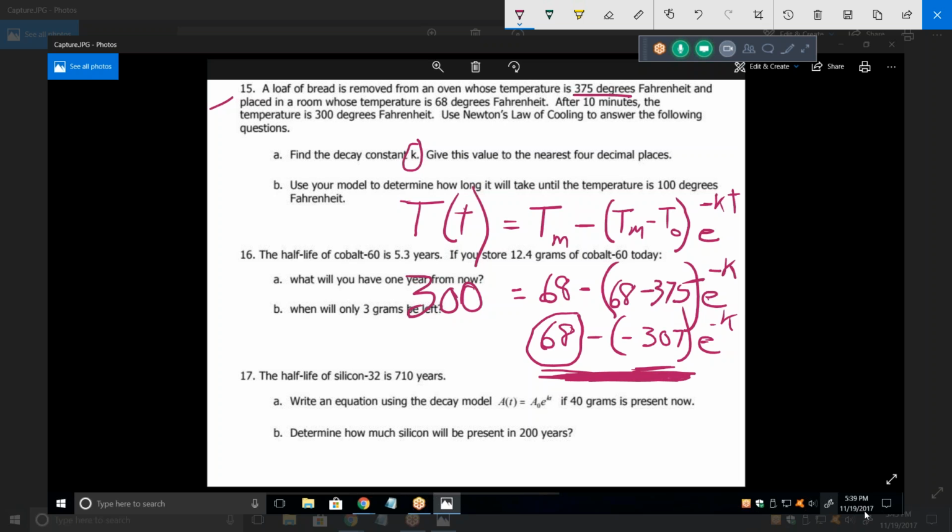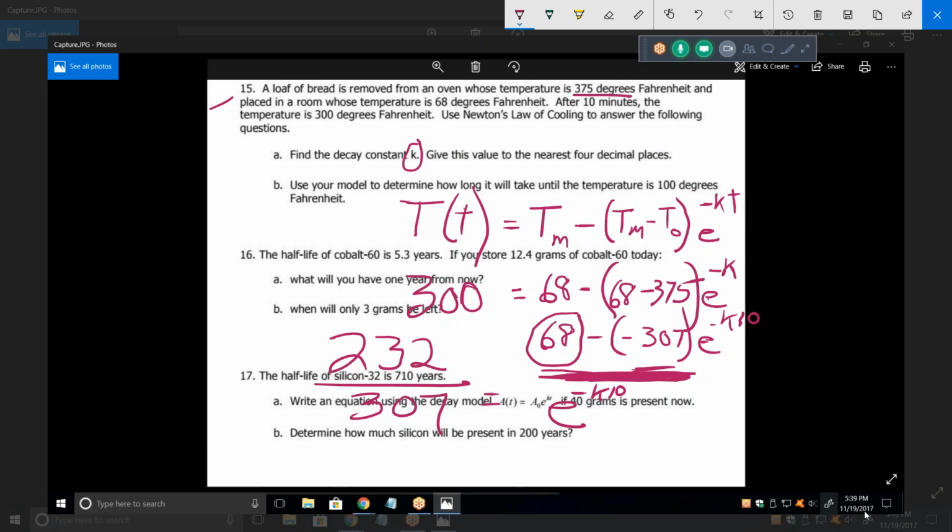What happened to my 10? Can I erase it? I'm not sure. Oh, I know. I went to erase minutes, and I think I erased the 10. So here's what we've got. We've got 232. I'm going to divide it by positive 307. And that is equal to e to the minus k times 10, or 10k.